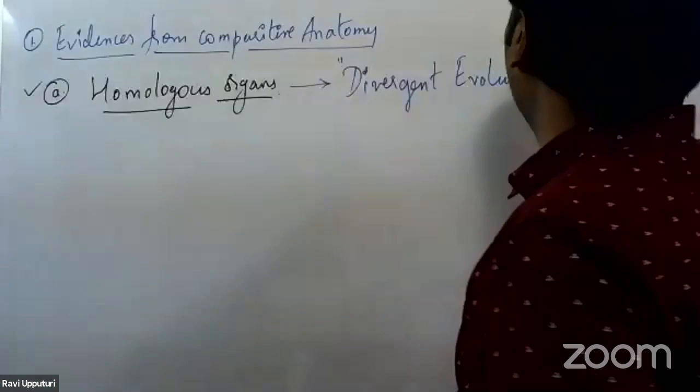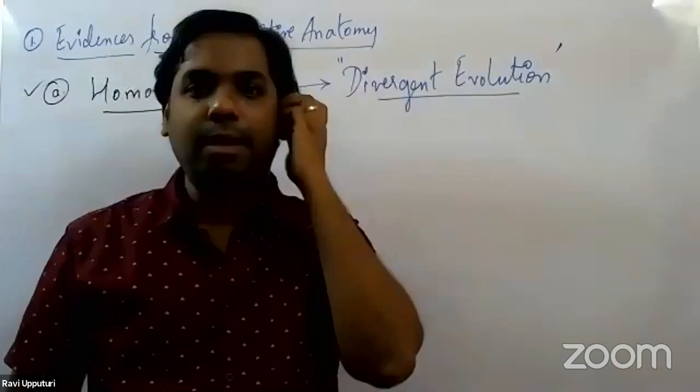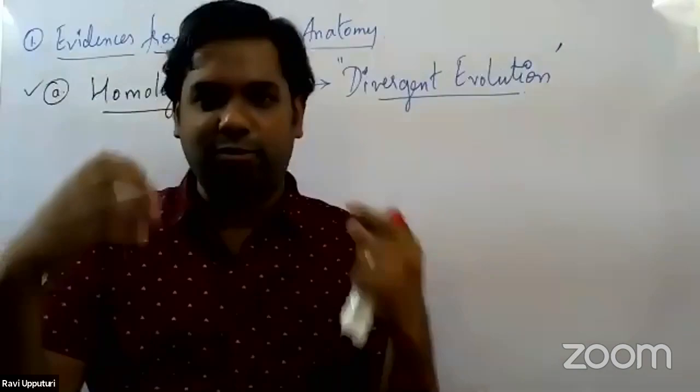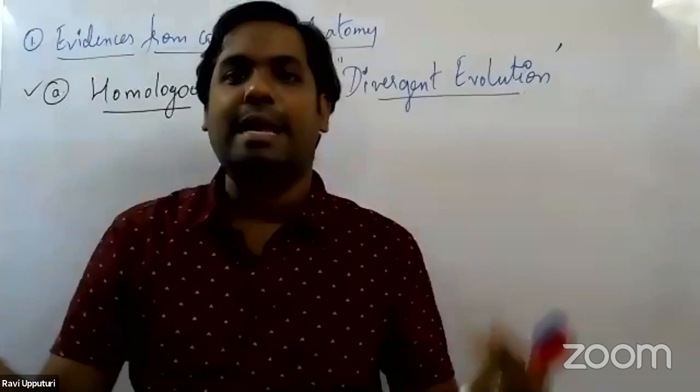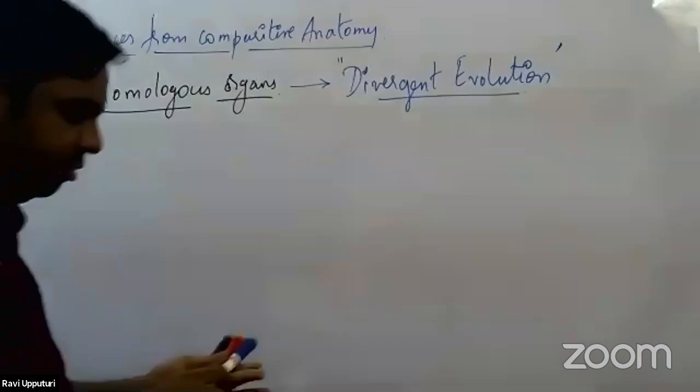Now, what is this divergent evolution all about? So divergent is nothing but a common English word such as diverge, right? Divergence is nothing but from one place, organism starts moving to another place, right? So if there is something moving from one place to the other place, we start calling it as divergence. So here also, homologous organs would lead to something called as divergent evolution. Now, what is this divergent evolution? Let me make it very simple.